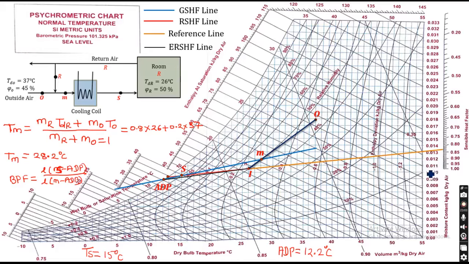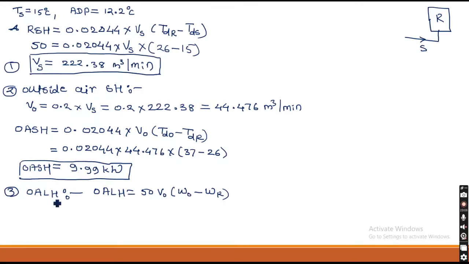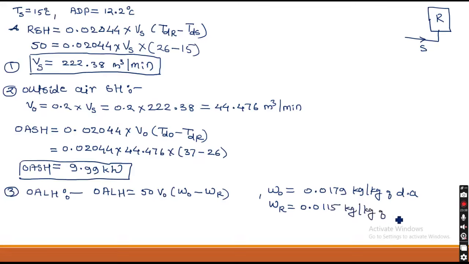So let us mark this point. WO, we got the value as 0.0179 kg per kg of dry air, and for the room it is near about equal to 0.0115 kg per kg of dry air. So let us put those values in this formula.